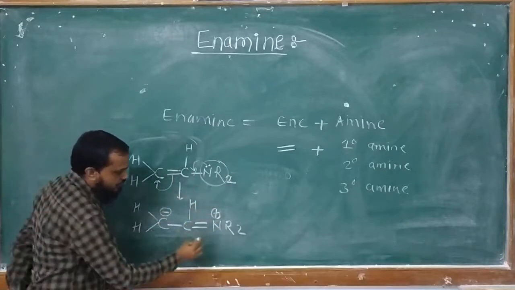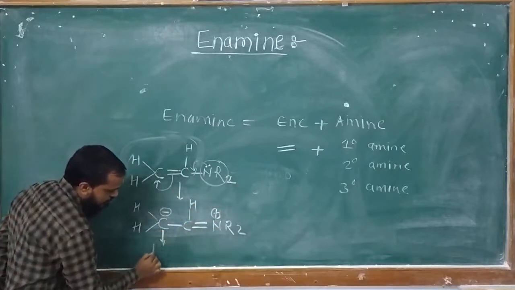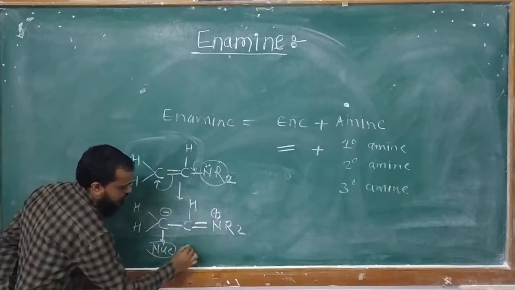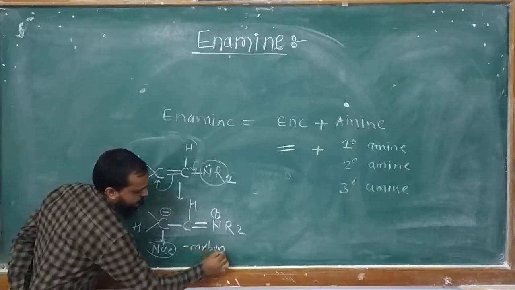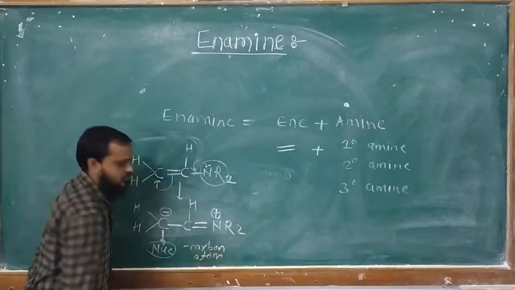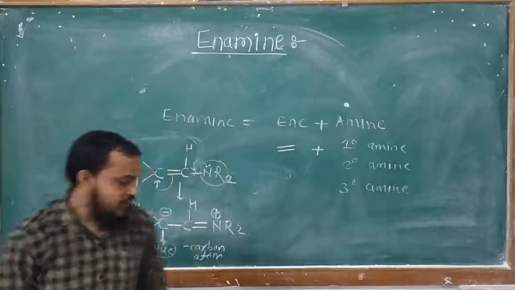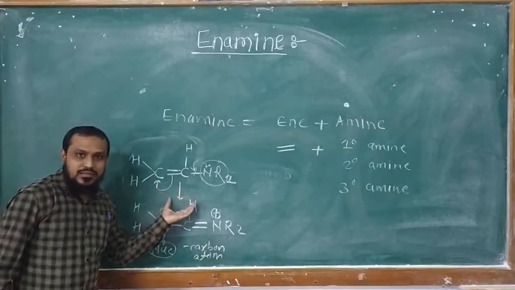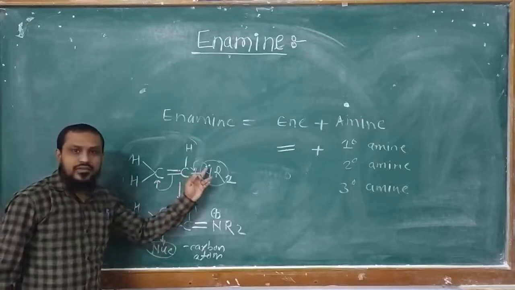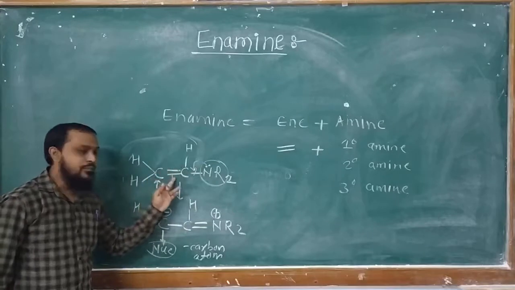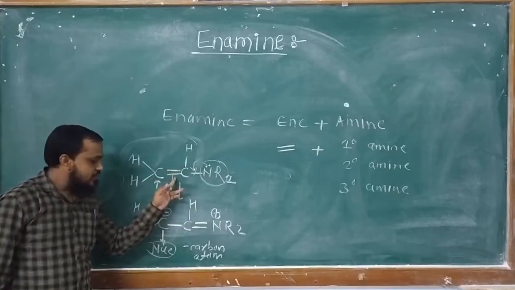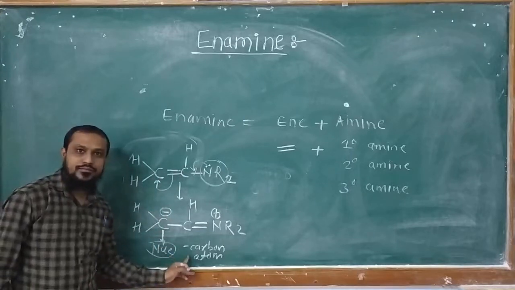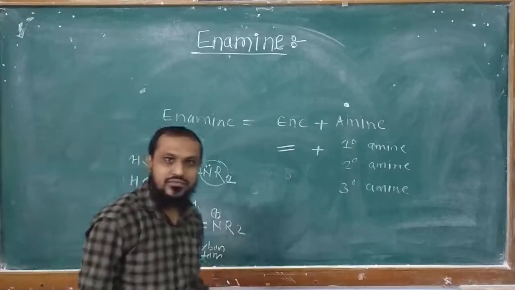This is the fourth point. Enamine is a resonance stabilized species where the lone pair of nitrogen is delocalized with the pi bond, due to which we produce a nucleophilic carbon atom. Okay, this is the fourth point.